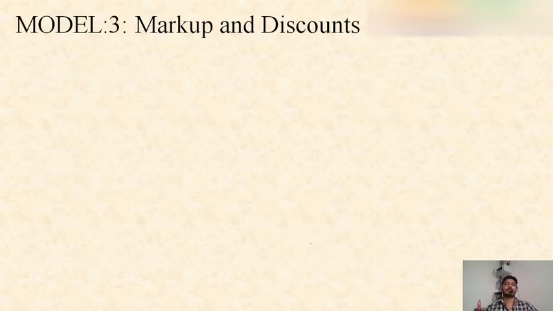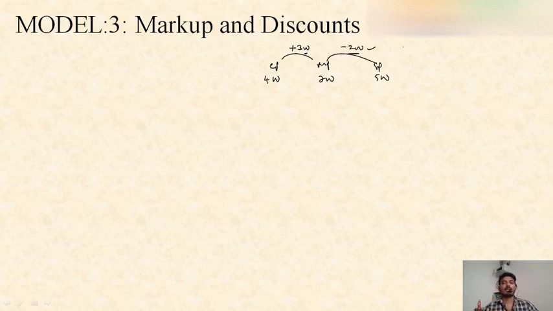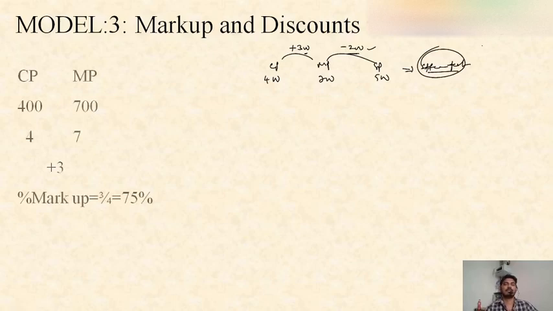Let us move further. In the last example, the cost price was 400 rupees, the market price was 700 rupees, and the selling price was 500 rupees. So we are adding 300 rupees, which we call the markup value, and we are giving a discount of 200 rupees. This value we call the discount and percentage discount. Now let us take this in a ratio method here.